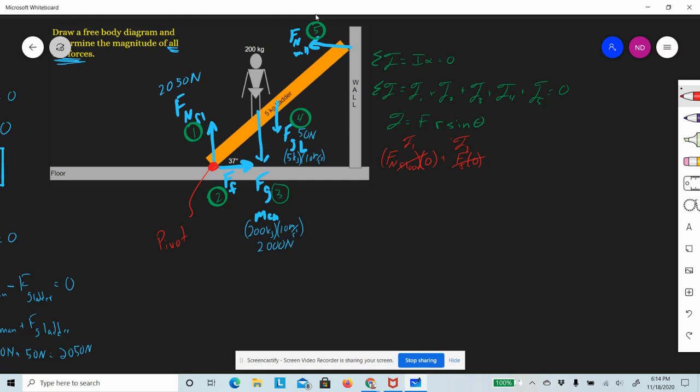So torque 1 and torque 2 go to 0. So we could say the sum of the torques is, if we make this the pivot point, just torque 3 plus torque 4 plus torque 5, which is the force of the man. Now, the force of the man is 2,000 newtons. The distance from the pivot point was 5 meters.